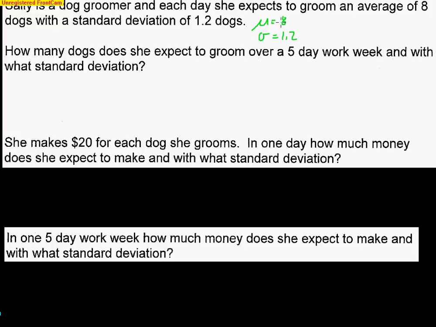You do not have to use a calculator. You don't have to use a formula. I'm giving you these two things. Makes the problem a lot smoother. Okay, how many dogs does she expect to groom over a 5-day work week, and with what standard deviation?